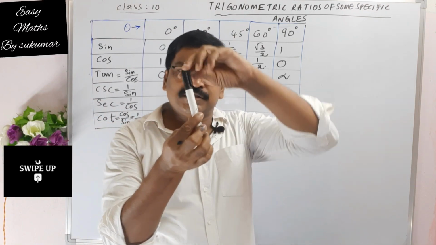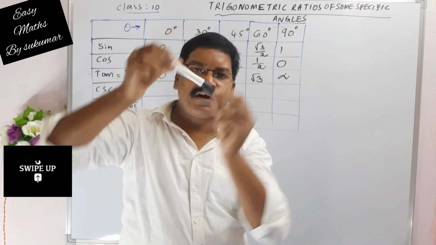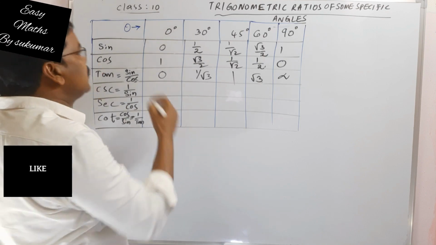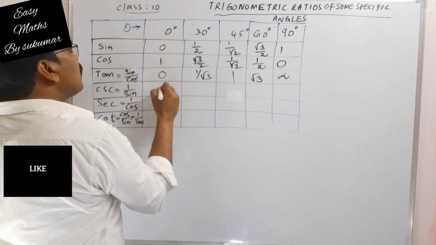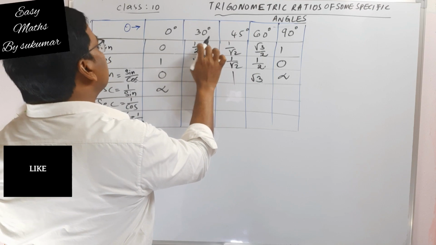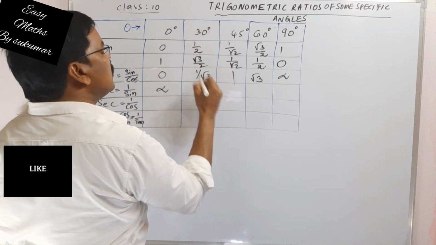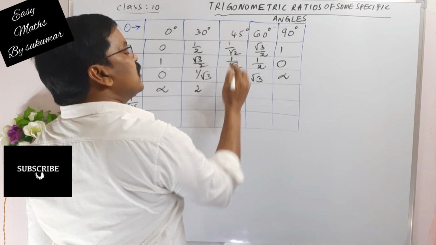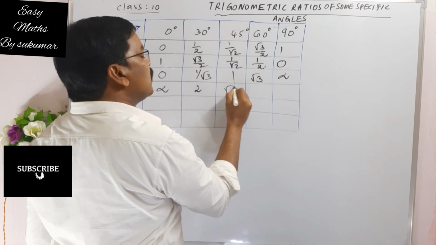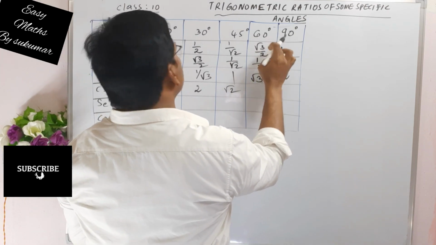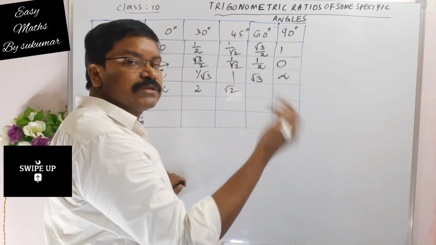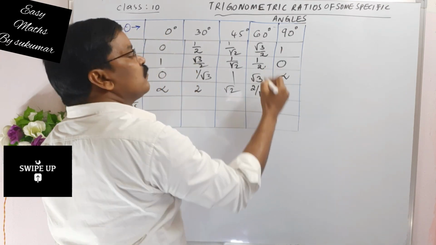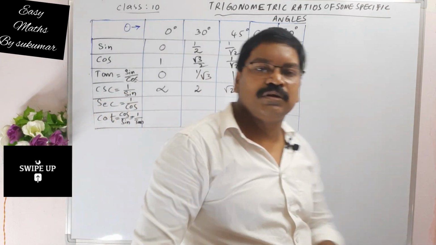Just make it reverse. All the sine values, just make it reverse. That means reciprocals. Here, sine 0 is 0. 1 by 0 is undefined. Here, sine 30 is 1 by 2. Cosecant 30 is 2 by 1, that is 2. Cosecant 45 means make it reverse of sine 45. 1 by root 2, that is root 2 by 1, that is root 2. Here, sin 60 is root 3 by 2. Cosecant 60 means make it reverse, that root 3 by 2, that is 2 by root 3. Now, here 1, make it reverse. Again, you will get 1 only.